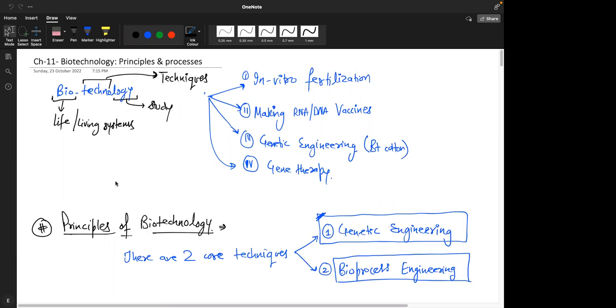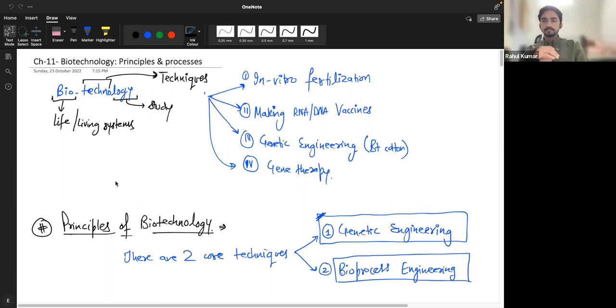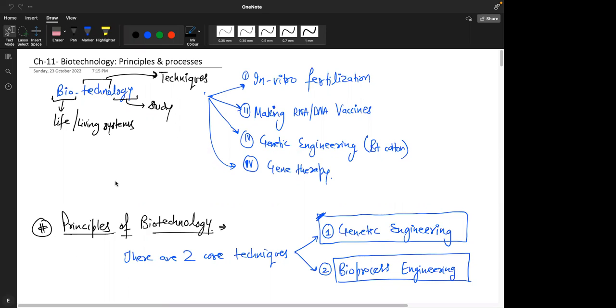In the previous class, we started a new chapter called biotechnology. Biotechnology deals with techniques of using living systems and their components to produce useful products or services for humans. Examples are genetic engineering, gene therapy, making RNA or DNA vaccines, and in vitro fertilization. Then we discussed the principles of biotechnology. There are mainly two techniques: genetic engineering and bioprocess engineering.